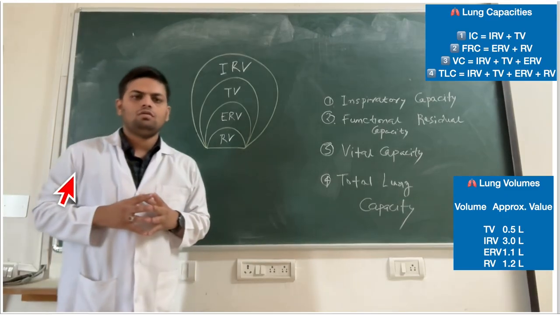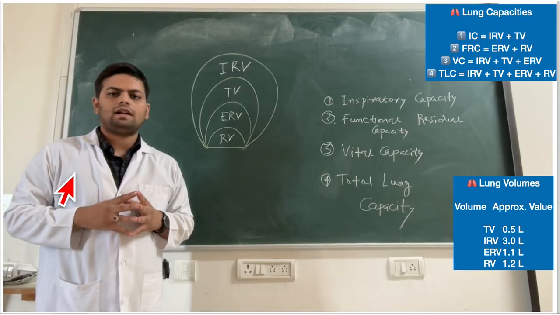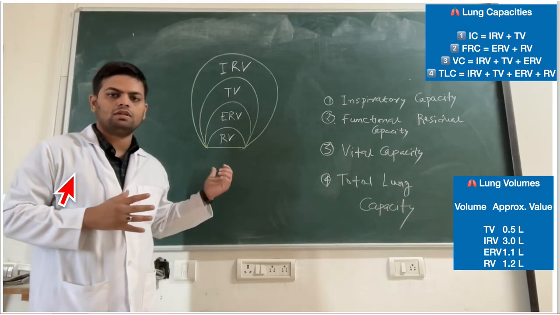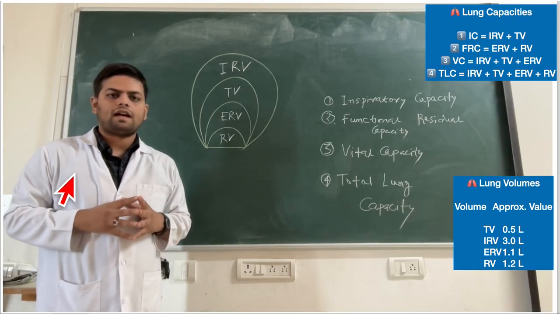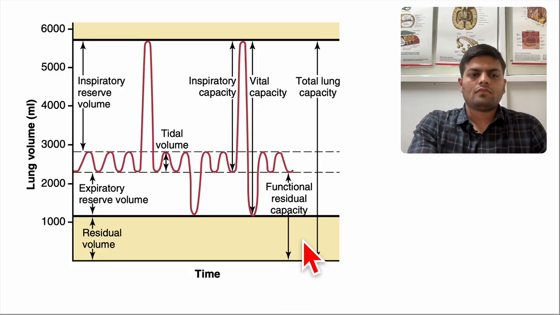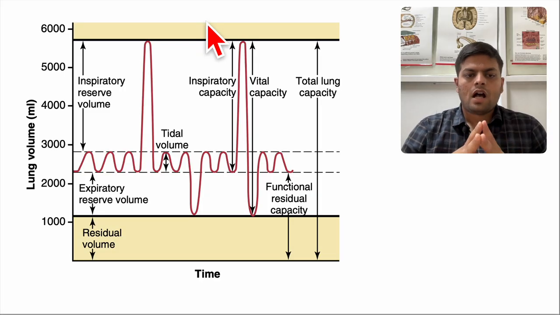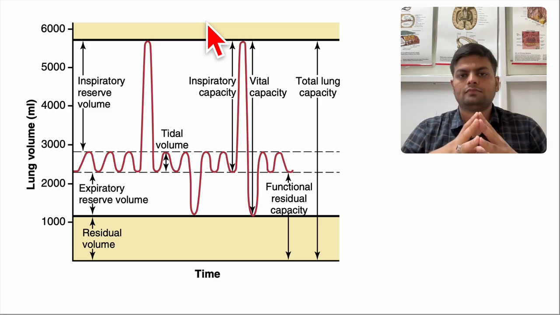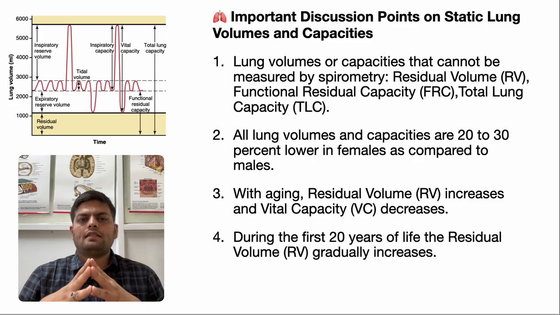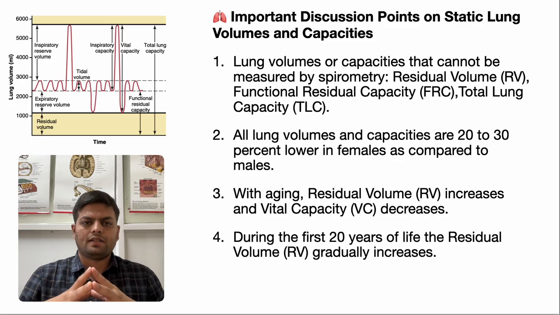Okay, now that we have understood each lung volume and capacity clearly on the board, let's go back to Guyton's diagram once again. This is the same concept represented in a standard textbook format. You can see how each lung volume and capacity we discussed fits perfectly here. Earlier it looked complicated, but now it's simple. Let's discuss a few important points on static lung volumes and capacities.